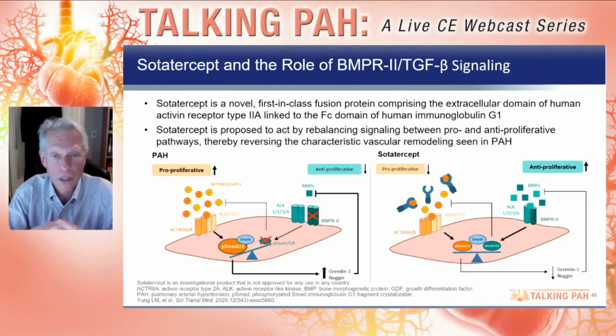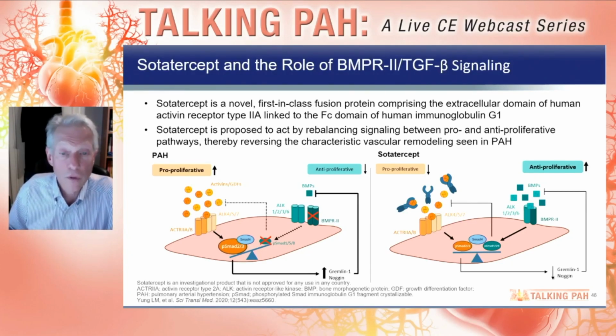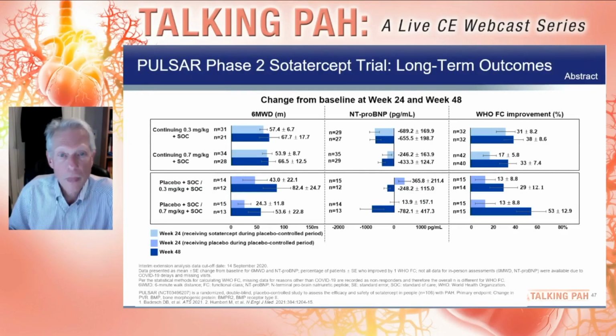And by shifting that balance back to what it should be, kind of a nice equal pro-proliferative versus anti-proliferative state, we can certainly stop the progression of disease. And I think more and more we are seeing reverse remodeling of the pathologic change, which has been seen in our phase 2 and 3 trials.